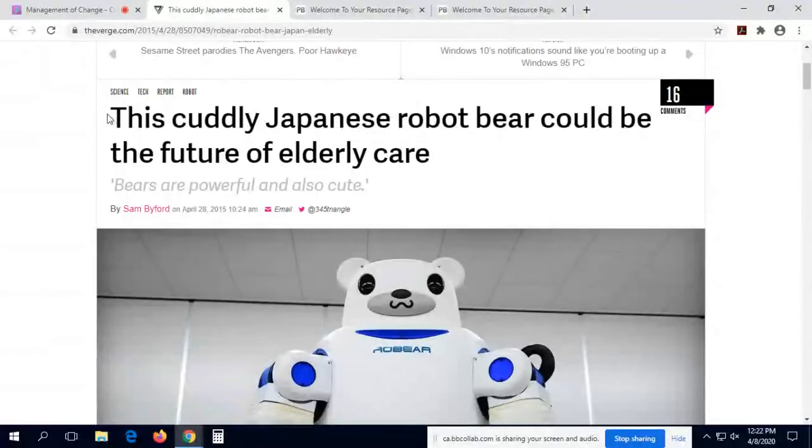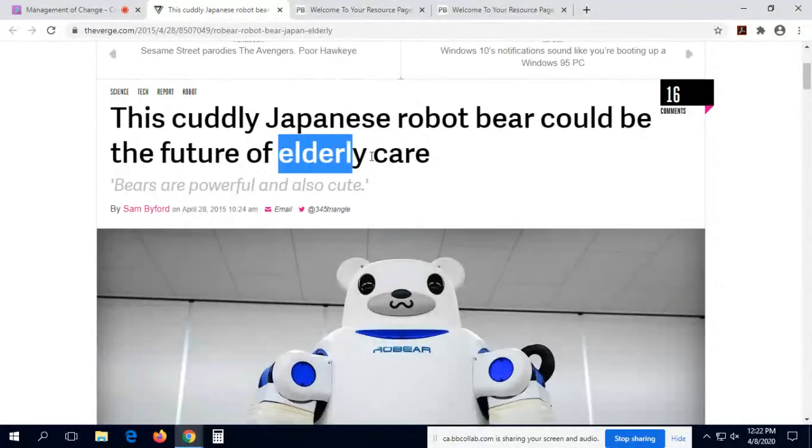Right now, and some friends are posting some links in the chat. Please watch those links. Jonas has made the link: the cuddly Japanese robot bear that could be the future of elderly care. Very good, very good. Let me share this. So it is not just boyfriend and girlfriend romantic relationships. Let's talk about some other usage. So I've shared the screen which Jonas has posted.